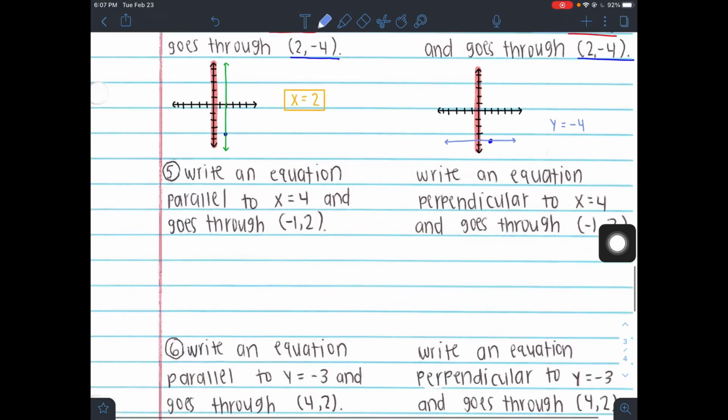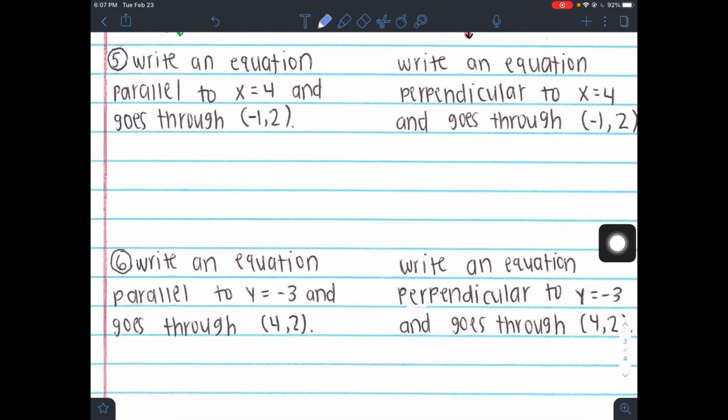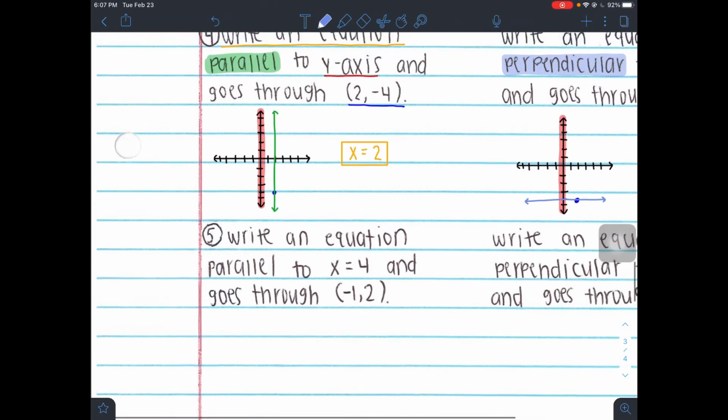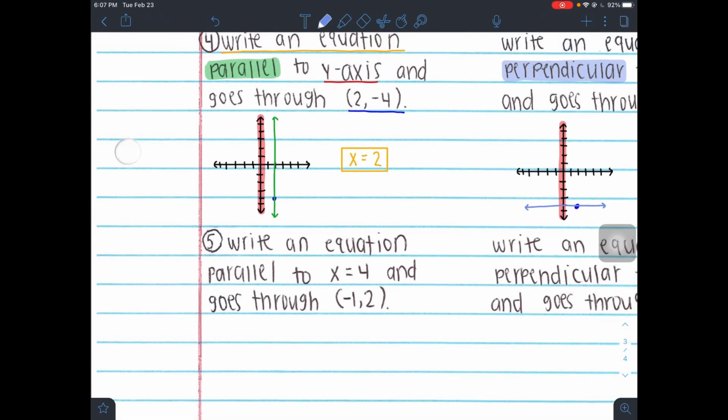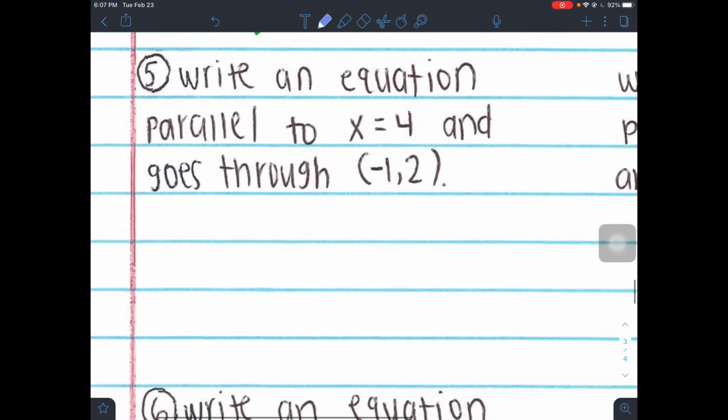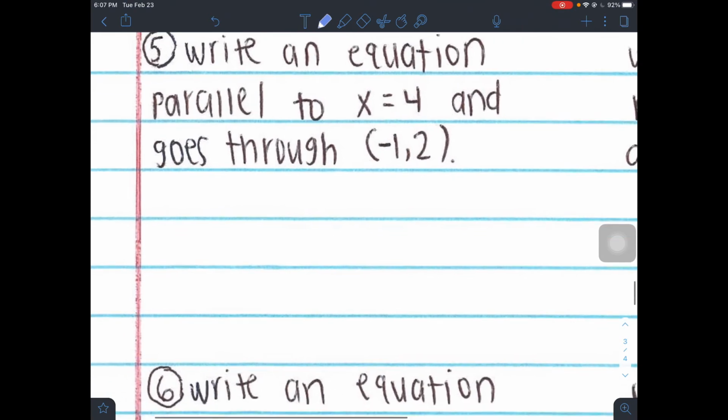All right, moving on to the next section. Now, this next section is a little bit different, but again, it's not a normal equation. And what I mean by not normal, you're not given an x and a y in your equation. And that's when you draw a picture. Write an equation parallel to x equals 4 that goes through (-1, 2).